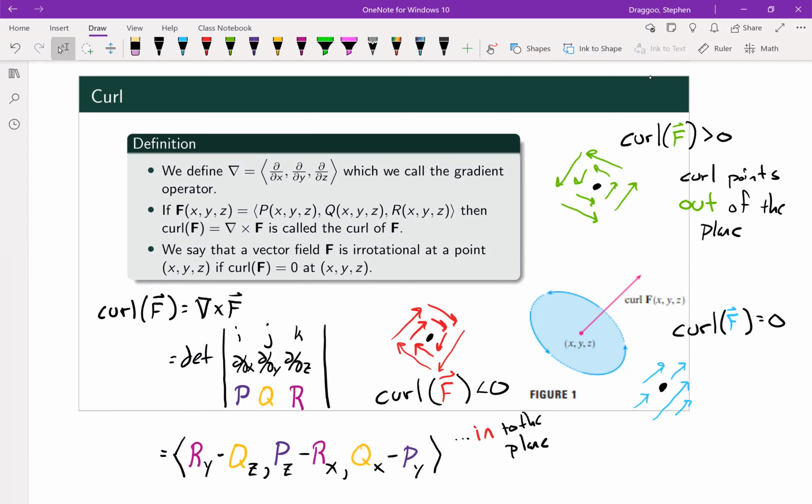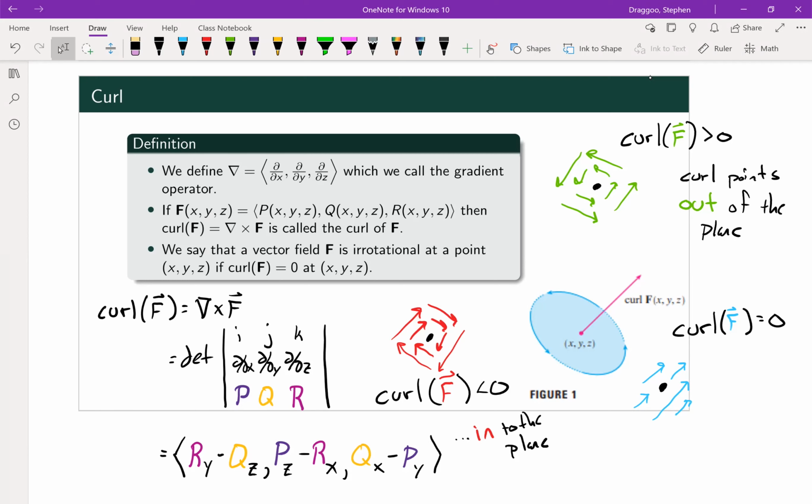If we look instead at the red diagram over to the left, that vector field is curling clockwise around the point, so we'll say that the curl in that case would be negative, so it would point into the plane, in the negative z direction. And finally, in the lower right, where our vector field isn't curling at all around the point, it's just passing straight through it, I will say in that case that the curl would be 0.